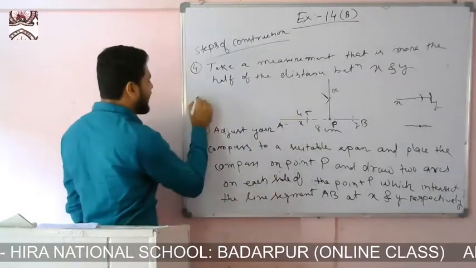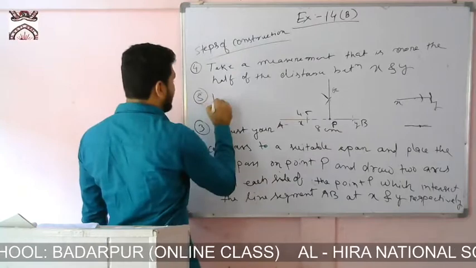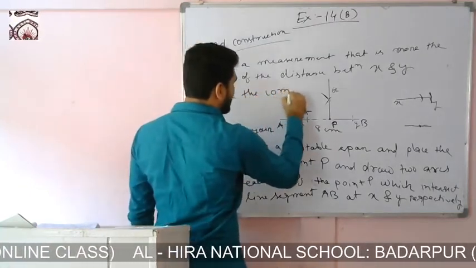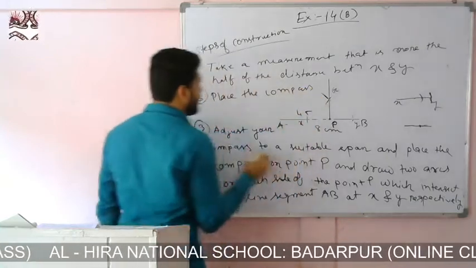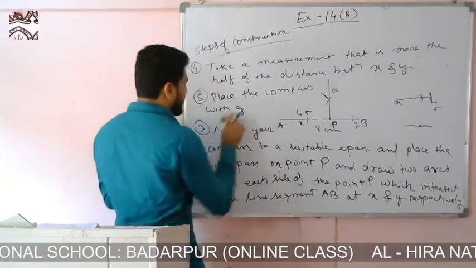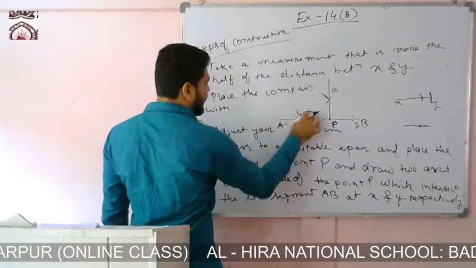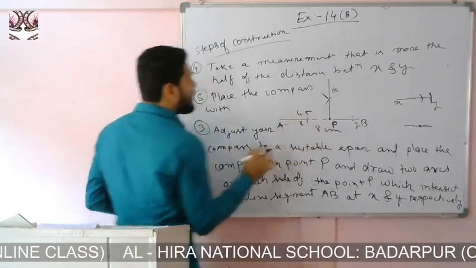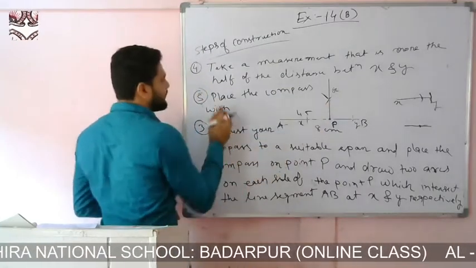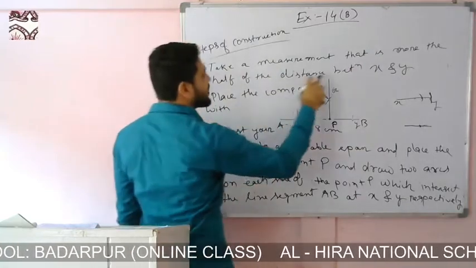Okay. After that what? Step 5. Now we have to draw an arc. Place the compass. Now what to do? After that you don't change the radius. Take a measurement that is more than half of the distance between X and Y.